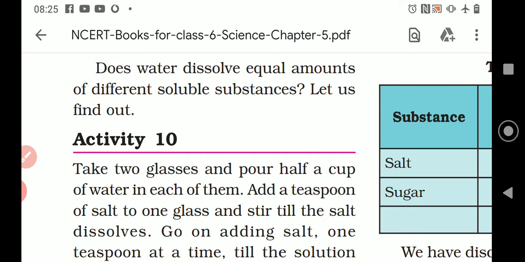Now, do you think that 1 cup of water will become saturated, or 1 cup of water will dissolve an equal amount of salt, and another 1 cup of water will also dissolve the equal amount of sugar? Does matter differ? I mean, does the rate of saturation differ with the different components? That we are going to check. Okay.